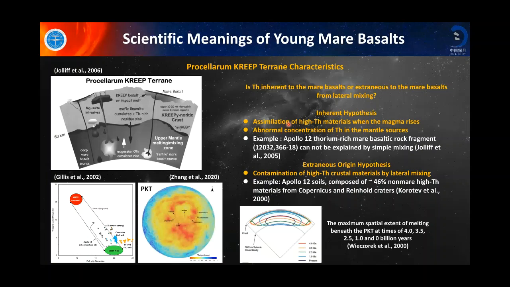But we also have other examples for the mixing hypothesis, which is the Apollo 12 soils. And in a recent work by John et al. 2000, she thinks that over the whole PKT region, the thorium abundance was raised by impacts. So there are lots of unknowns and lots of questions we can answer. I think this is a good time to launch the Chang'e-5 mission and bring samples back. There are lots of questions that we can answer.